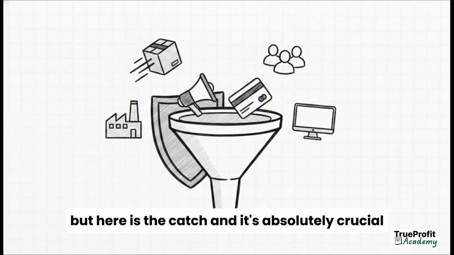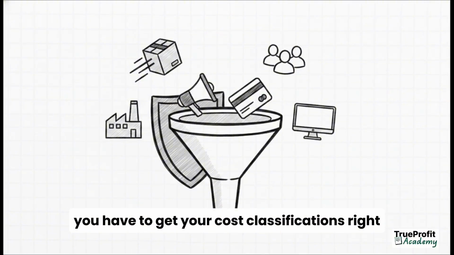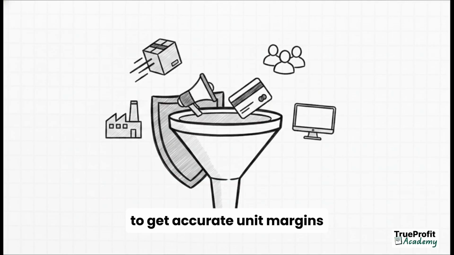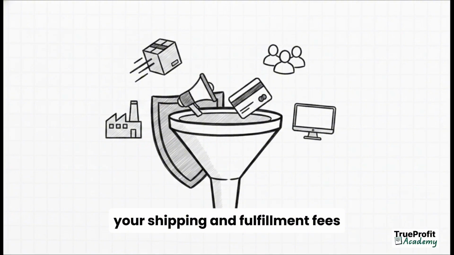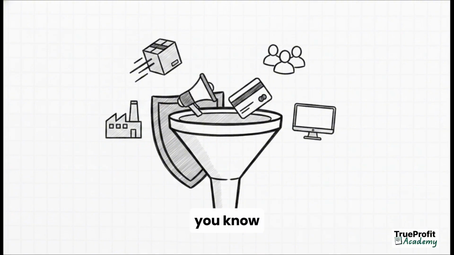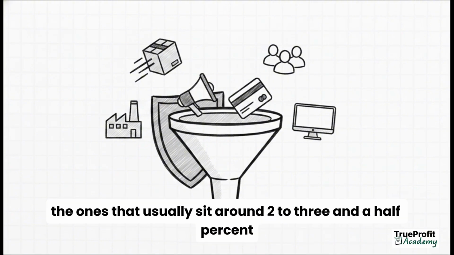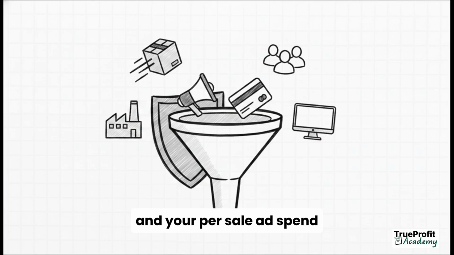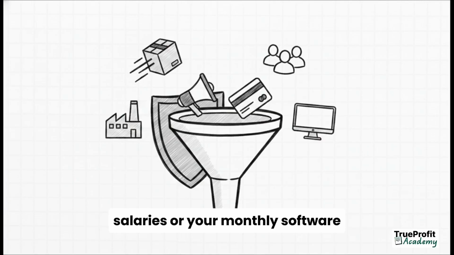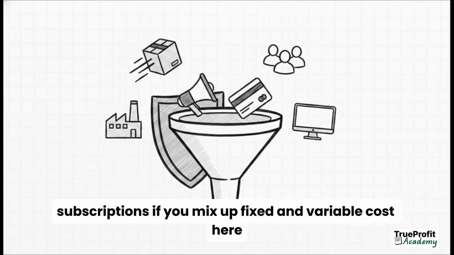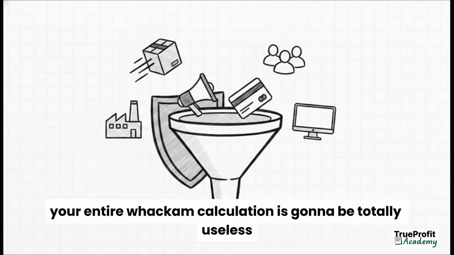But here is the catch, and it's absolutely crucial. You have to get your cost classifications right. To get accurate unit margins for this, you must only use variable costs. We're talking about cost of goods sold, your shipping and fulfillment fees, your payment processing fees, the ones that usually sit around 2 to 3.5%, and your per sale ad spend. You must completely ignore fixed costs like rent, salaries, or your monthly software subscriptions. If you mix up fixed and variable costs here, your entire WACM calculation is going to be totally useless.